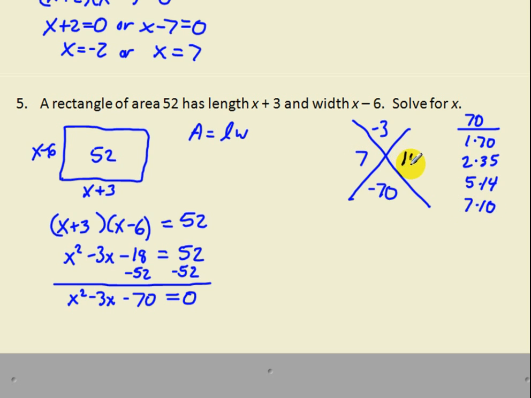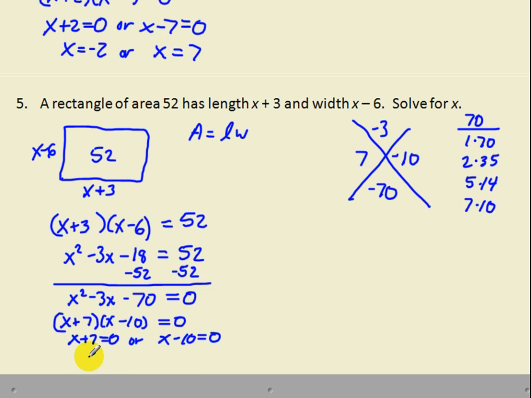So we have 7, 10, opposite signs. So the larger of these two numbers, the 10, has to match the sign of b. So it has to be negative. 7 times negative 10 is negative 70. 7 plus negative 10 is negative 3. So we have (x + 7)(x - 10) = 0, which means x + 7 = 0, or x - 10 = 0. Solve those to get x = -7, or x = 10.